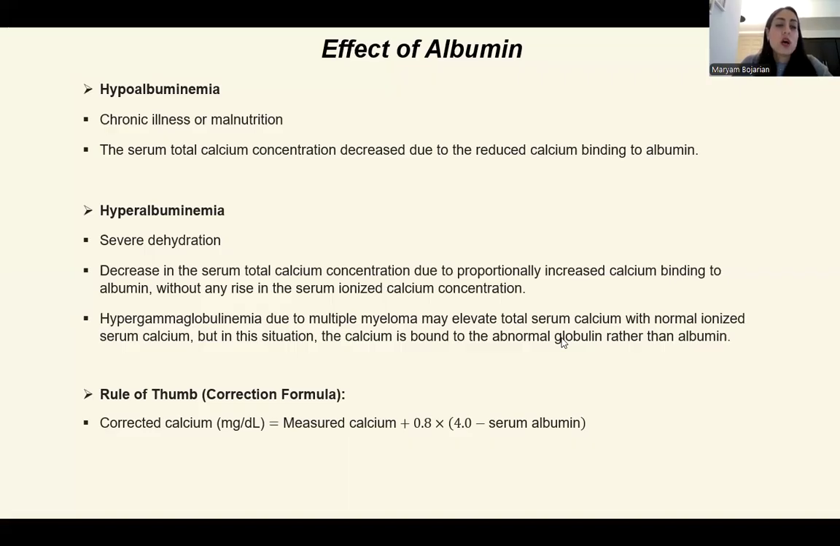So it's important to always report corrected calcium, not only calcium, when you want to check for hypo- or hypercalcemia. You can use this formula to get an idea of your corrected calcium. So always make sure that you order albumin or a CMP when you are following the calcium level in your patient, either hypercalcemic or hypocalcemic. Make sure that you have the albumin level, and then you can use this formula to get the corrected calcium level.